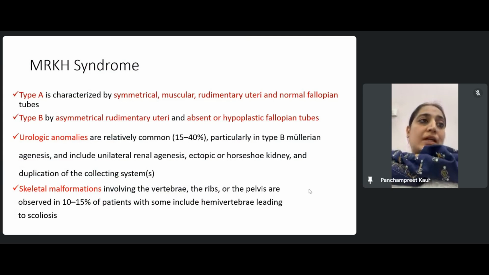So coming back to Mullerian agenesis syndrome, it can be associated with urological anomalies in 15 to 40% of the cases, and skeletal malformations in 10 to 15%. So always look out for urological anomalies, get a detailed scan done, examine the spine, and get an X-ray done for the spine.